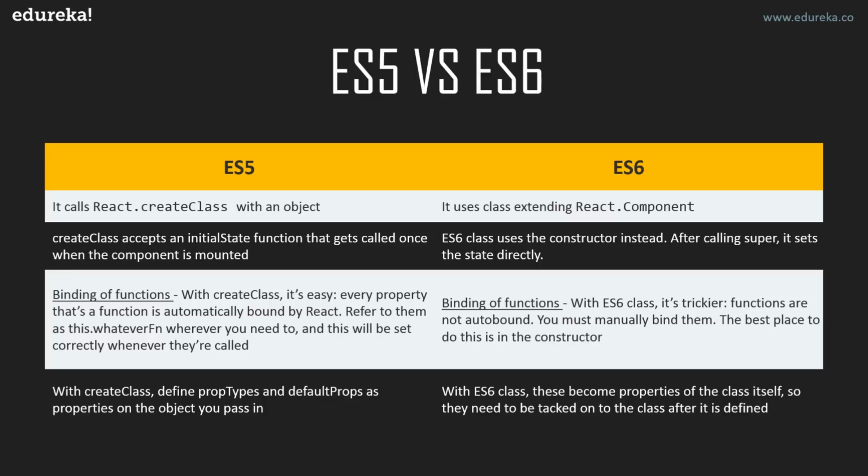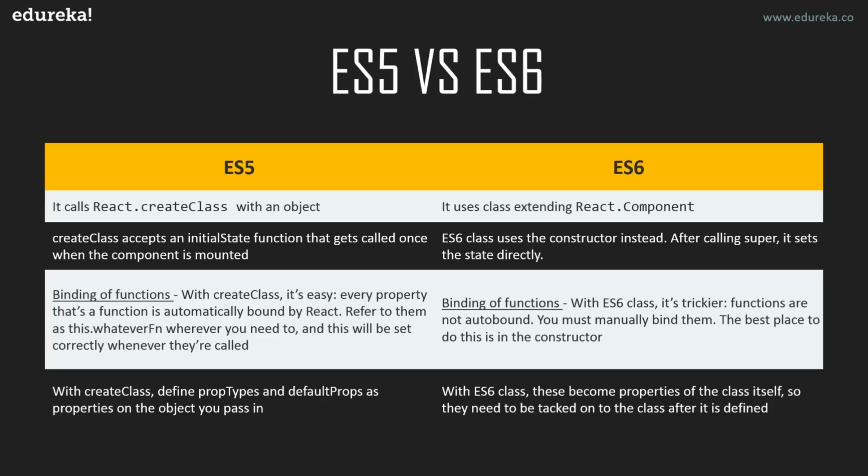The most important thing when it comes to the difference between ES5 and ES6 is the binding of functions. When I talk about binding of functions in createClass, that is React.createClass in ES5, it was very easy because every function is automatically bound by React. But in ES6, it's a little trickier, a little complex, because functions are not auto-bound. You have to bind them manually, and the best place to do it is inside the constructor.